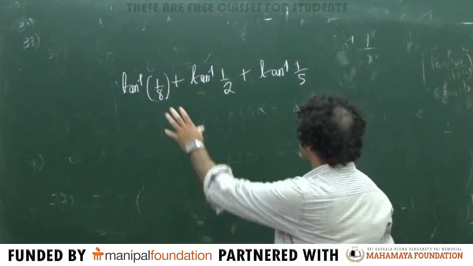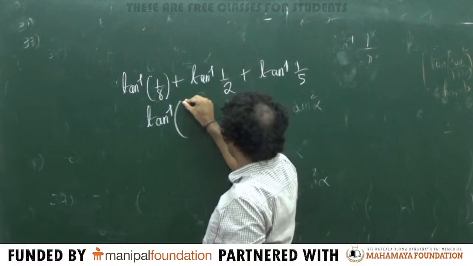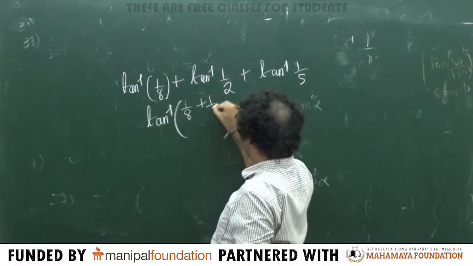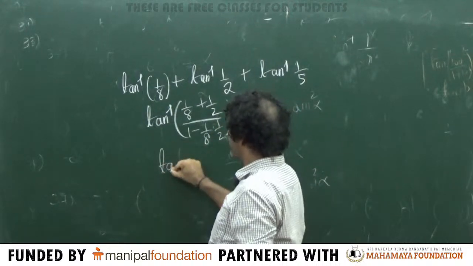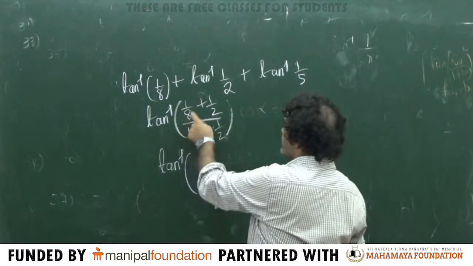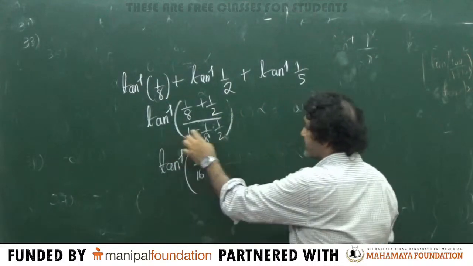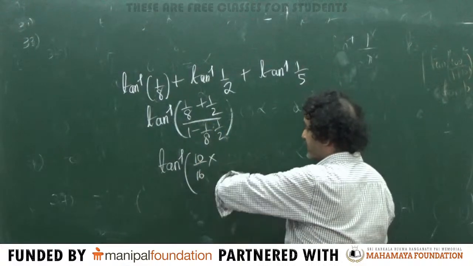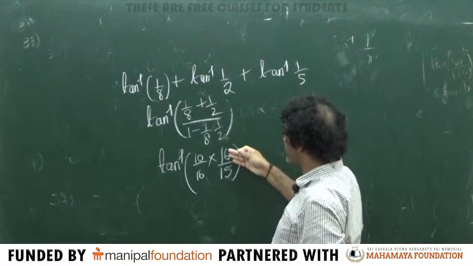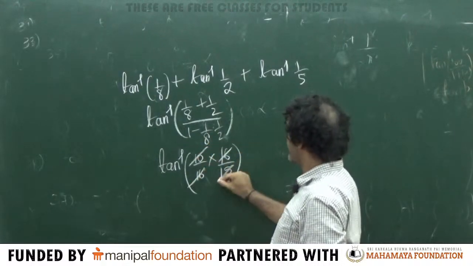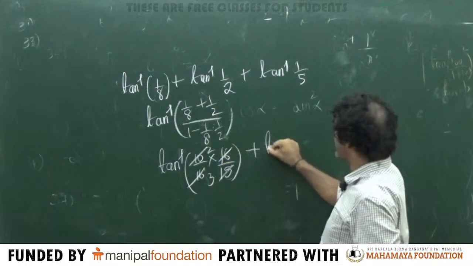What you do is pick these two. Would it become tan inverse of 1 by 8 plus 1 by 2 over 1 minus 1 by 8 into 1 by 2, which makes it tan inverse of 2 plus 8, which is 10 by 16? Actually, this is 16 minus 1, which is 15 by 16. When it goes up, won't it be 15 by 16? Won't it go up as 16 by 15? Won't it become 2 and 3? So this is 2 and this is 3. Add tan inverse 1 by 5.